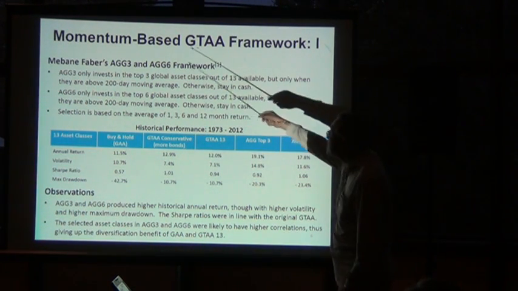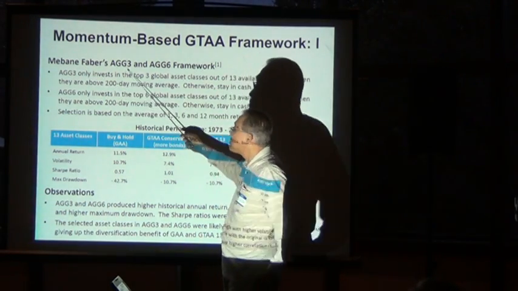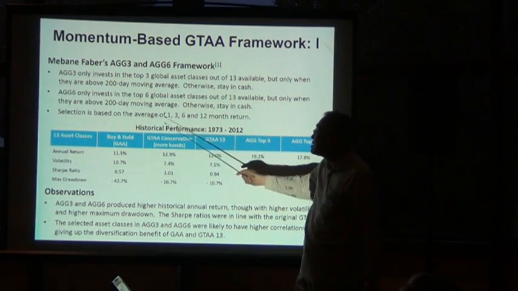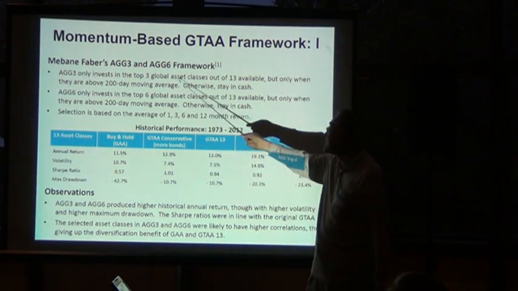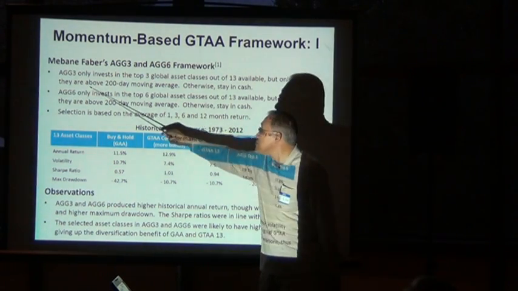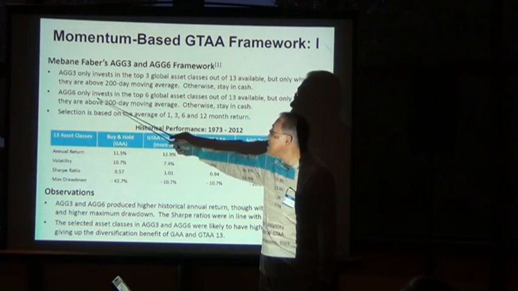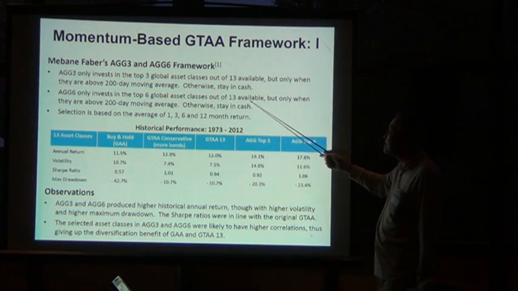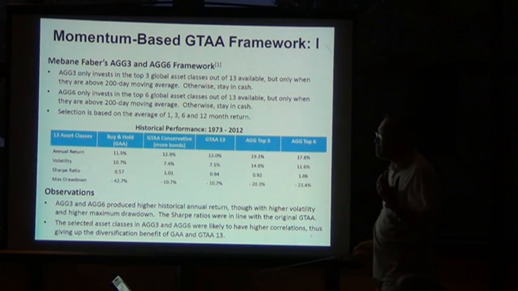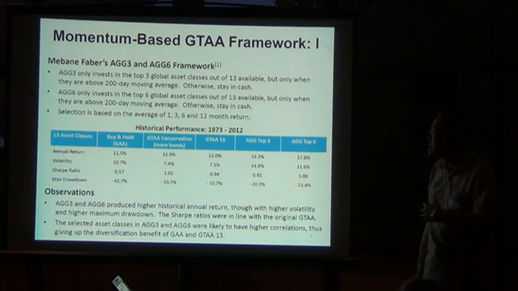So this is an example of a momentum-based GTAA framework. Meb Faber has proposed this thing called AGG3 and AGG6. AGG3 only invests in the top 3 global asset classes out of 13 available, but only when they are above the 200-day moving average, otherwise stay in cash. In the AGG6, only invest in the top 6 global asset classes out of 13 available, but only when they are above the 200-day moving average, otherwise stay in cash. And Meb Faber used a selection based on the average of 1 month, 3 months, and 6 months return.